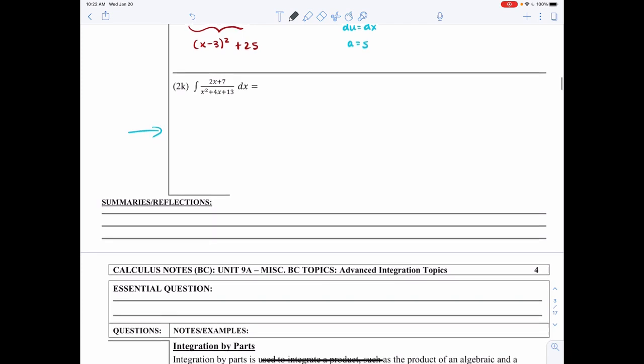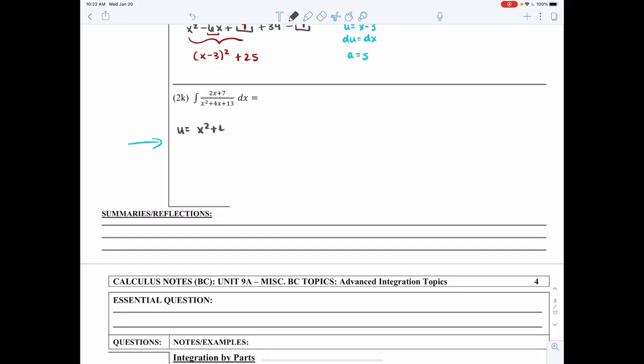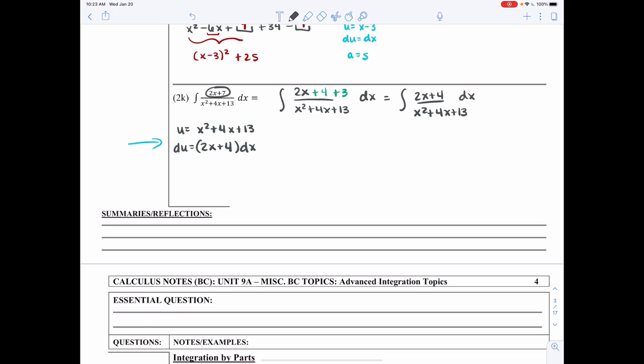Okay. So I can tell that maybe if I u sub 2x plus 4, but I don't have 2x plus 4. I have 2x plus 7. So we're going to do something kind of slick. We're going to have that x squared plus 4x plus 13. And I'm going to have my 2x, but instead of 7, I'm going to put plus 4 plus 3. Now that's still 7. I haven't altered the fact that that is 7. But what this enables me to do is to now split this into 2x plus 4 over x squared plus 4x plus 13 dx. And then I'm also going to have 3 over x squared plus 4x plus 13 dx.